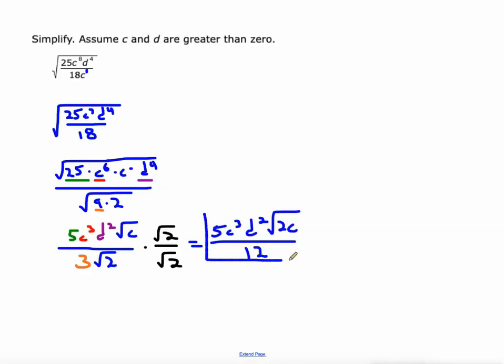Woo! That doesn't look simplified, but technically it is because it doesn't have a fraction in the radical like we did here. It doesn't have a radical in the denominator because we rationalized it. And the expression inside the radical in the numerator doesn't have any perfect square factors. 5c cubed d squared times the square root of 2c all over 12.